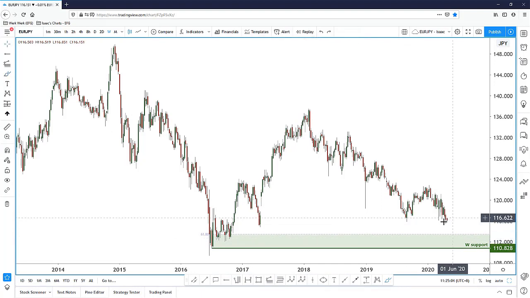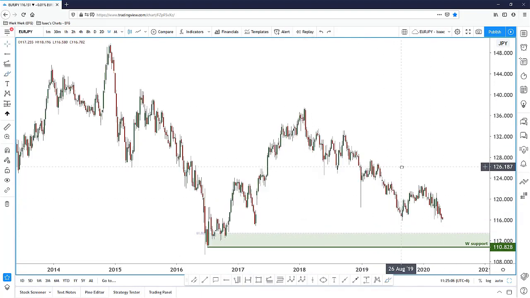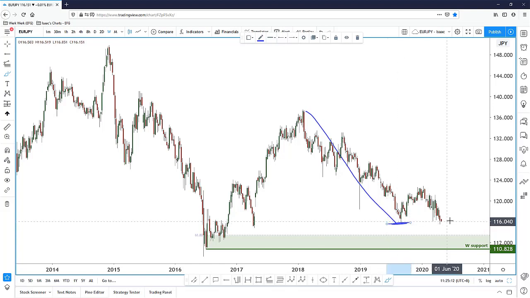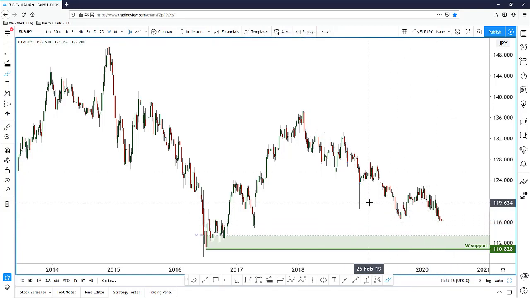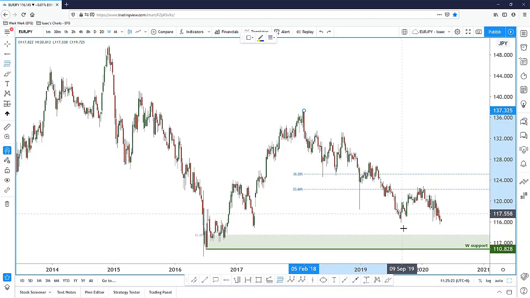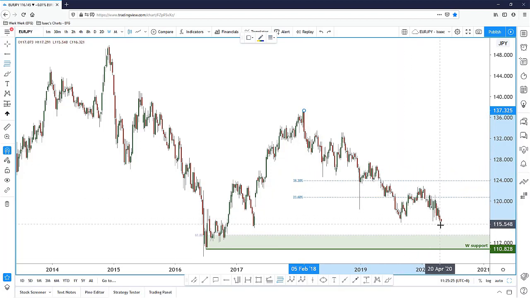Now that we have our weekly support, I want to look for our weekly resistance. We see that price pushed all the way down and is right now at roughly the same level. So we can take a retracement of the whole move down, to the lowest point.